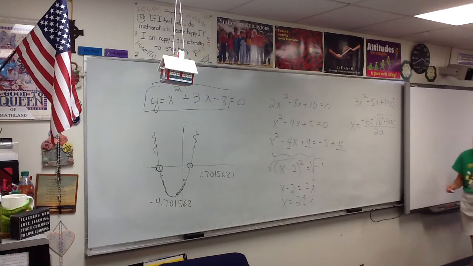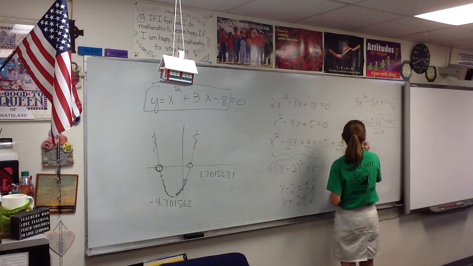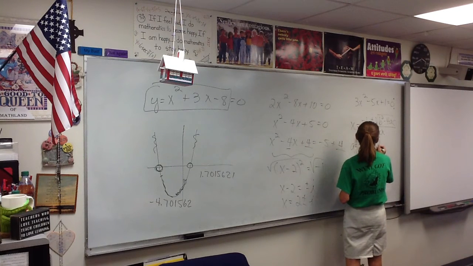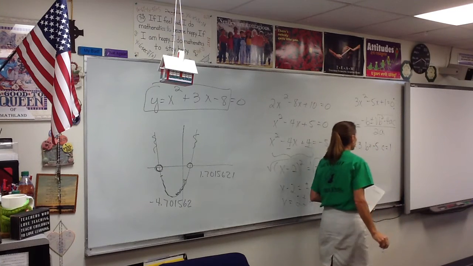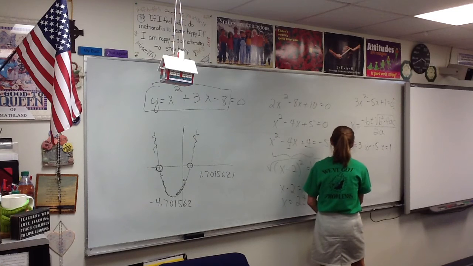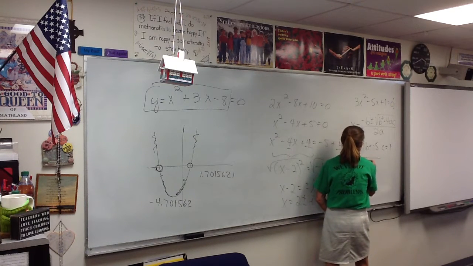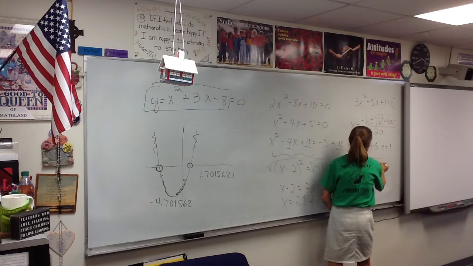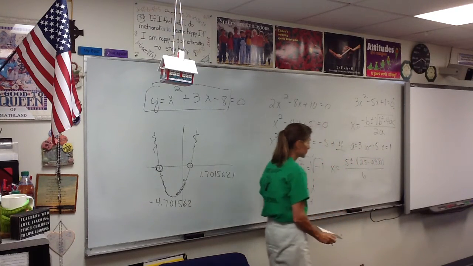Okay, now for my problem, what's A? B is, and C is 1. So now I'm just going to plug them in. 5 plus x equals 5 plus or minus the square root of 25 minus 4 times 3 times 1 all over 6. Does that look okay to everybody?